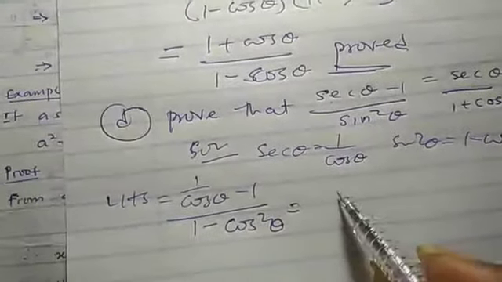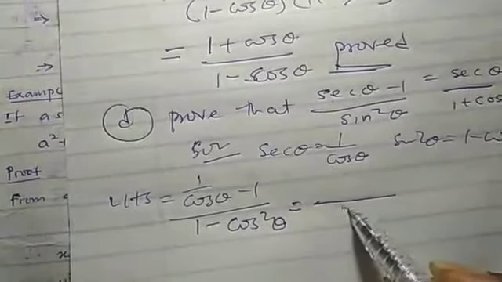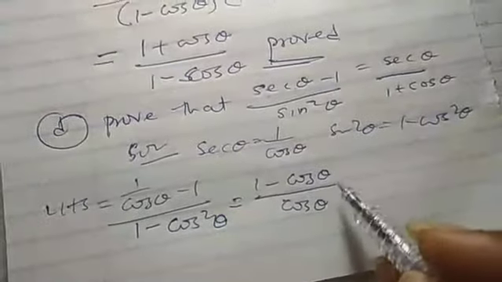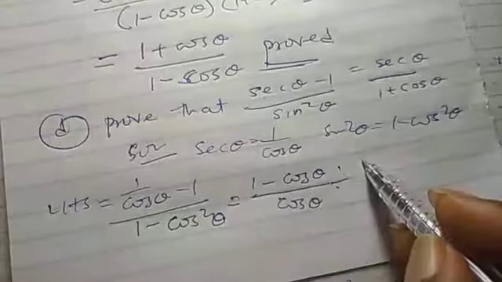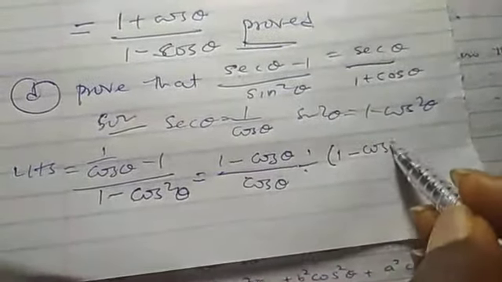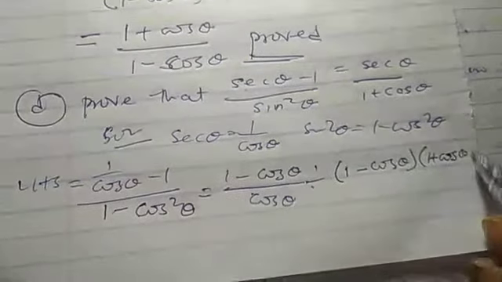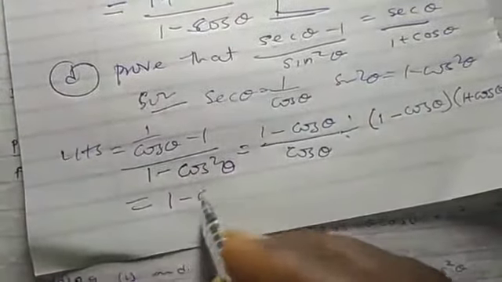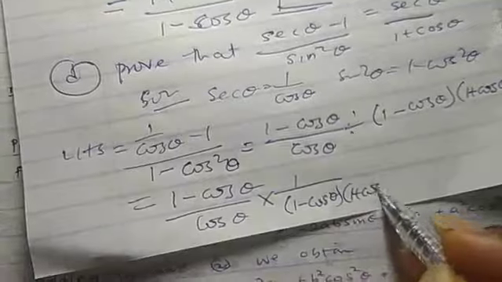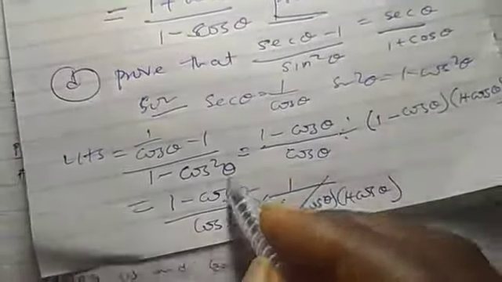For the numerator, let me find the LCM. For the numerator, the LCM is cos theta. This is 1 minus cos theta divided by this denominator. For the denominator, if I use difference of two squares, just like what I used here, it will be 1 minus cos theta into 1 plus cos theta. In that place, we are going to have 1 minus cos theta over cos theta times 1. This division turns to times. The 2 will go down, 1 minus cos theta, 1 plus cos theta. From that place, 1 minus cos theta is cancelled.